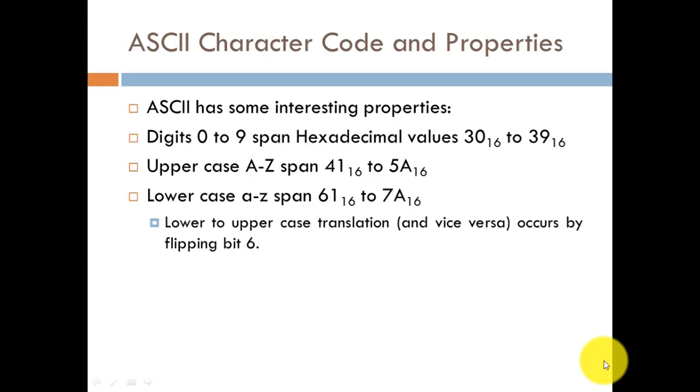So ASCII has some interesting properties. What are they? Digits from 0 to 9 span hexadecimal values 30 to 39. Uppercase A to Z lies between 41 hexadecimal and 5A hexadecimal, whereas lowercase a to z lies between 61 hexadecimal and 7A hexadecimal. Lower to uppercase translation or vice versa occurs by flipping bit 6.